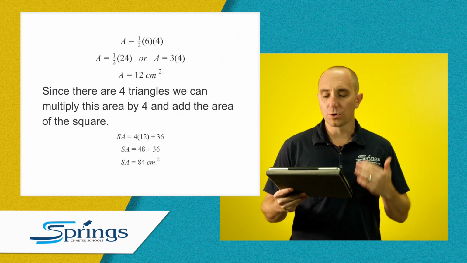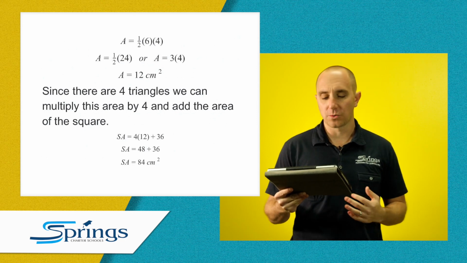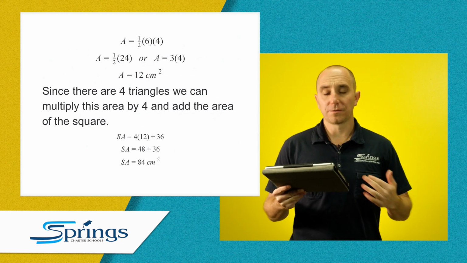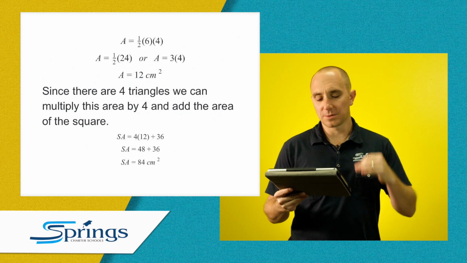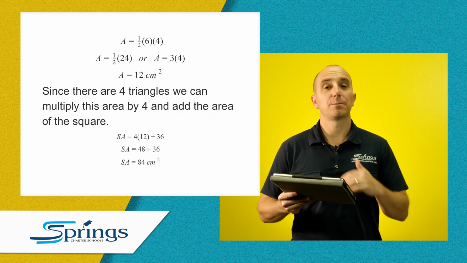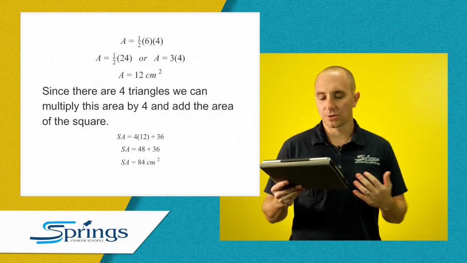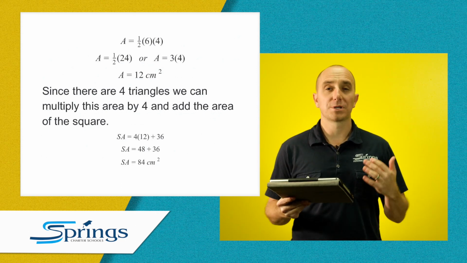So since there are 4 triangles, we can multiply this area by 4 and add the area of the square. So then we have surface area is going to be equal to 4 times 12 plus 36. Well, 4 times 12 is 48, and 48 plus 36 is 84. So the surface area of that pyramid is 84 centimeters squared.